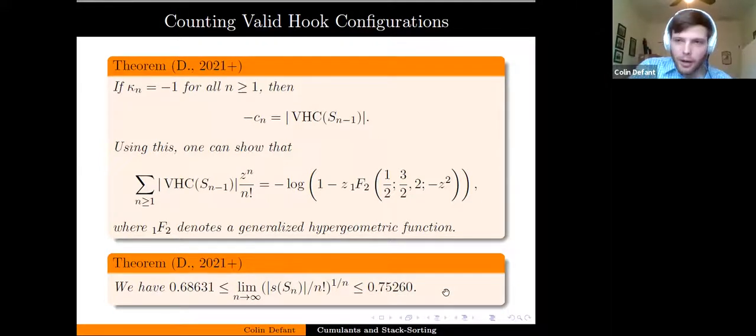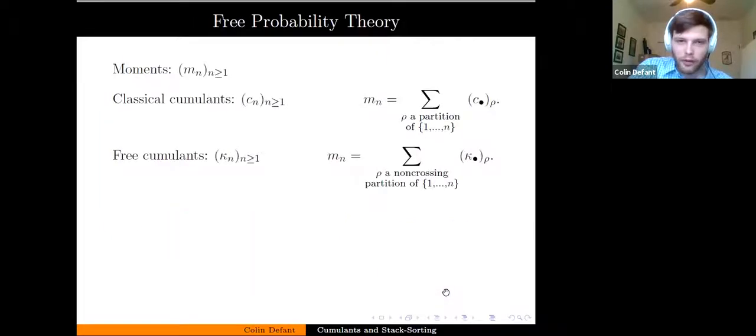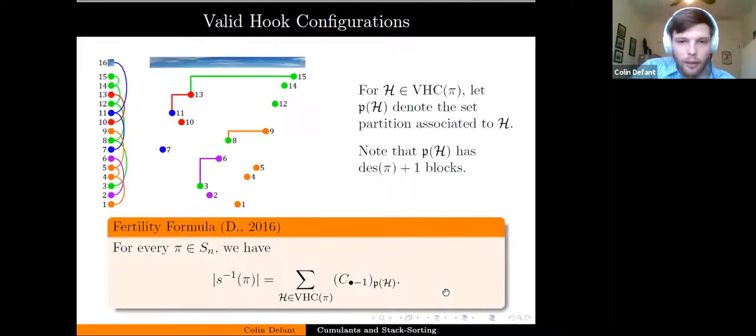Well, remember, let's go back to the fertility formula for a second. This goes back to the question of whether these valid hook configurations exist. They don't always exist for any permutation. What this formula tells me is that if a permutation pi does not have any valid hook configurations, then it can't be in the image of the stack sorting map. And in fact, that's if and only if. So the contrapositive of this is saying that if you have a permutation in the image of the stack sorting map, it must have a valid hook configuration.